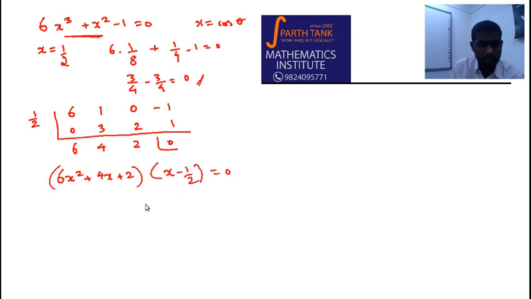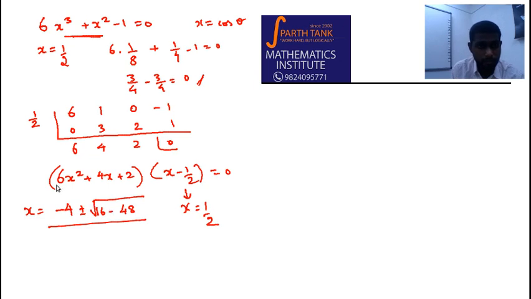Now this gives us x is 1 by 2. Already we know that it is a root. And what about this? Let us try to find the roots of this. It is minus 4 plus or minus square root of 16 minus 4 into 6 into 2, which is 48, by 12. So this is not allowed because the roots are imaginary.